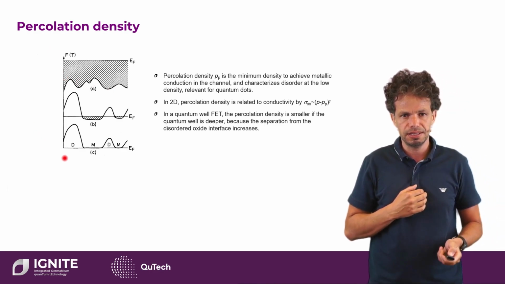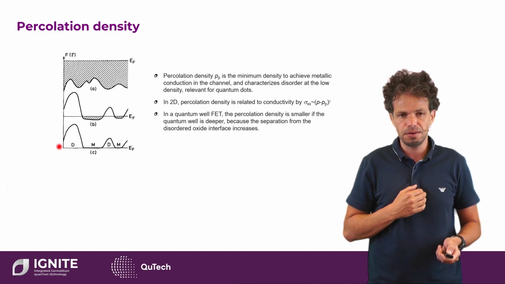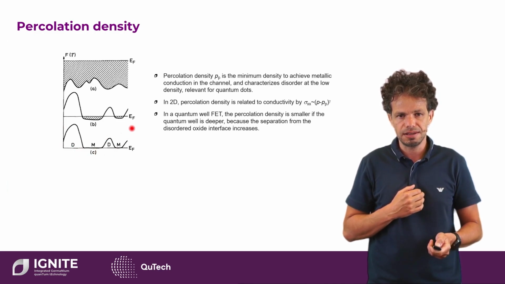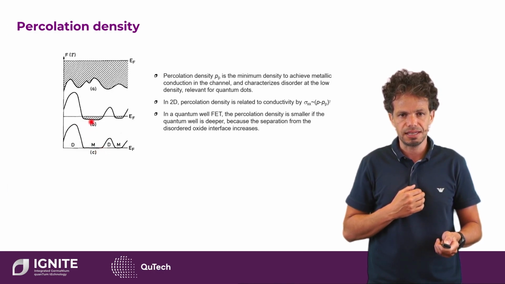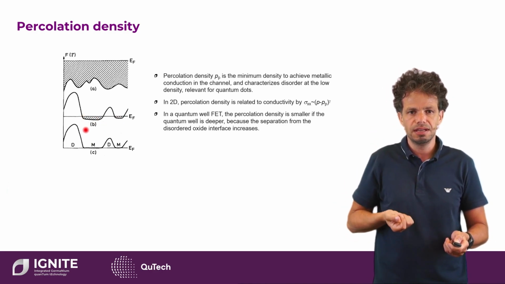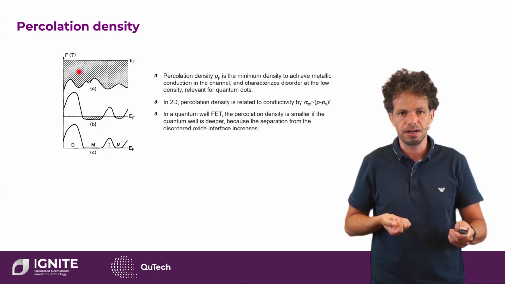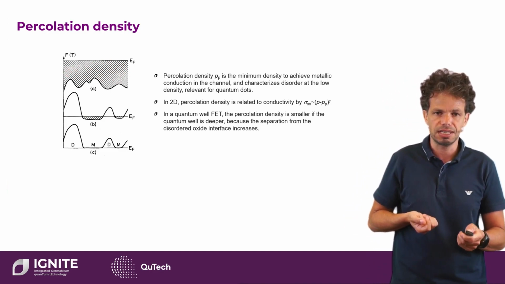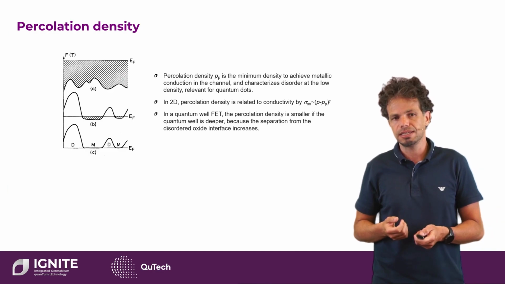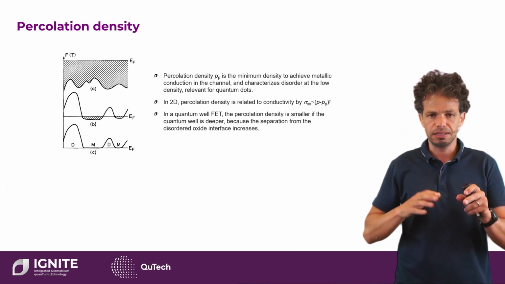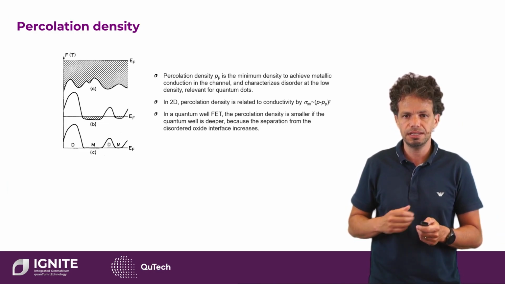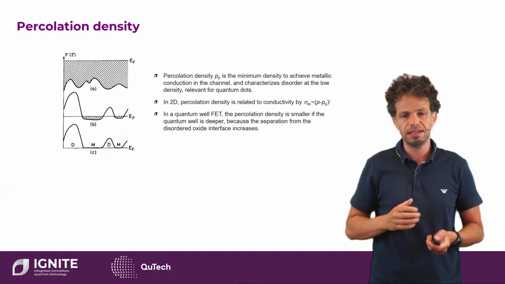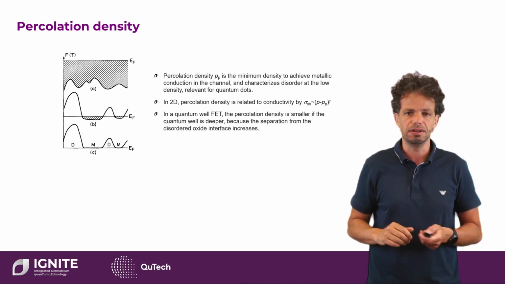For example, here in this graph, if there are no electrons, these mountains represent the disorder, and so you have a connection of metallic states and insulating states. If you start raising the Fermi level, at some point you will overcome all this disorder and have a metallic conductive channel. So the lower the percolation density, the lower the disorder and the inhomogeneities in the material will be. Essentially in a quantum well FET, we're looking for high mobility and low percolation density.